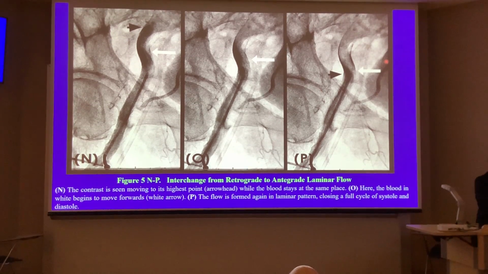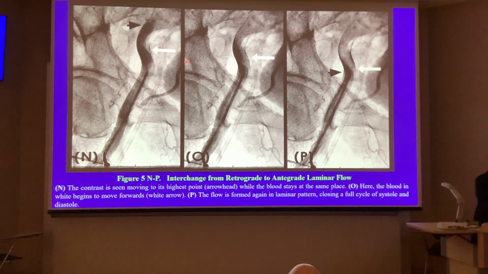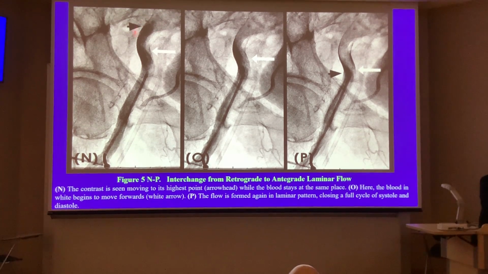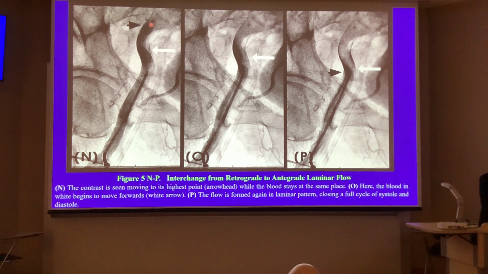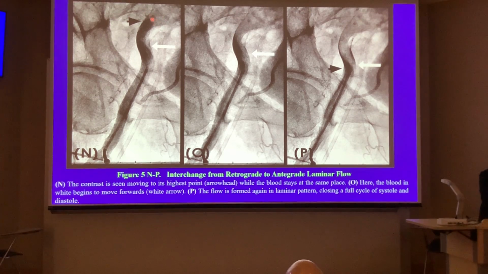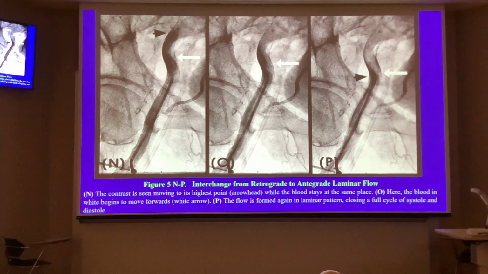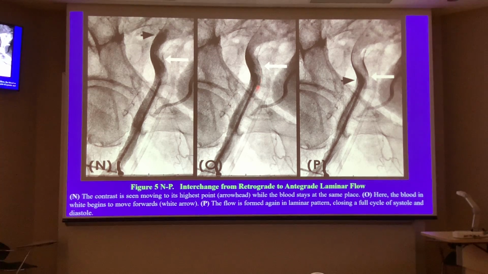For figures 5N and O, this is the interchange from retrograde to antegrade laminar flow. For 5N here, the contrast is moving to the highest point in the proximal segment of the iliac artery. This is the highest point. It can't move up anymore, so it just stays here. And for figure O, the blood begins moving forward. Here the blood in white color is moving forward to the distal segment.